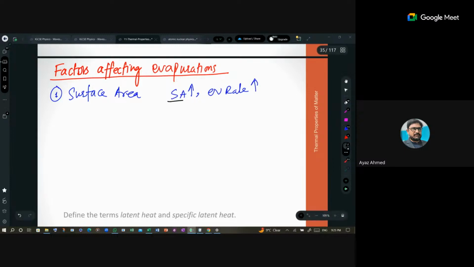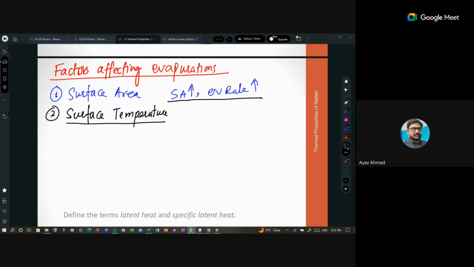Will it be clear? I have written it in this way, or should I write in proper words? No, sir, it's fine like this. Okay. Secondly, surface temperature. If you place a hot cup of tea in your room, you will observe more evaporation. But if it is cold enough, evaporation will not be observed. So again, if the surface temperature is more, then the evaporation rate will be more.